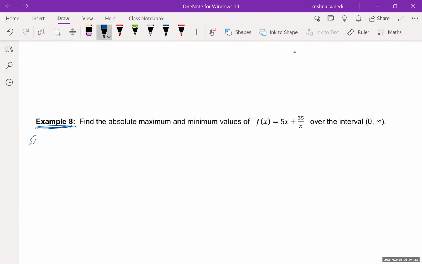Okay, so what is given here is f of x equals 5x plus 35x power -1. I want you to find the derivative. 5 minus 35x -2. So try this by yourself. I'll be doing it here, but yeah, try yourself without looking here. Okay.